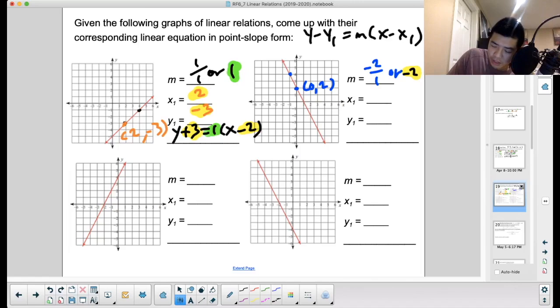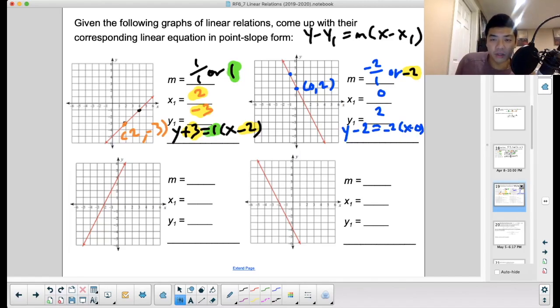So we know here that x1 is 0 and y1 is 2. So our final linear equation, once we simplify everything, is y minus 2 is equal to negative 2 times x minus 0.